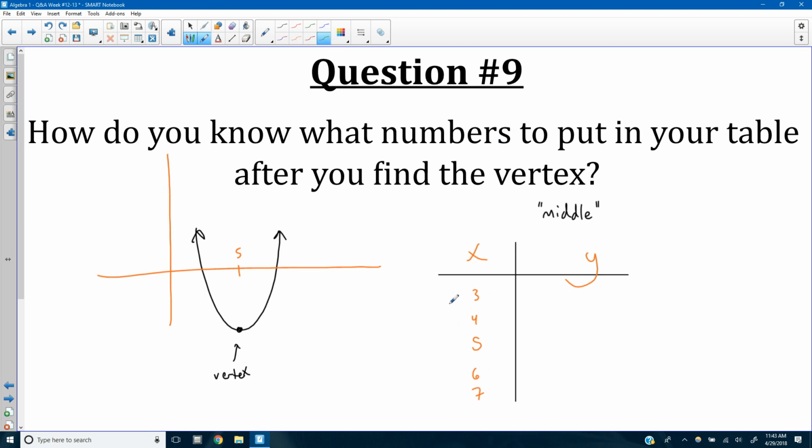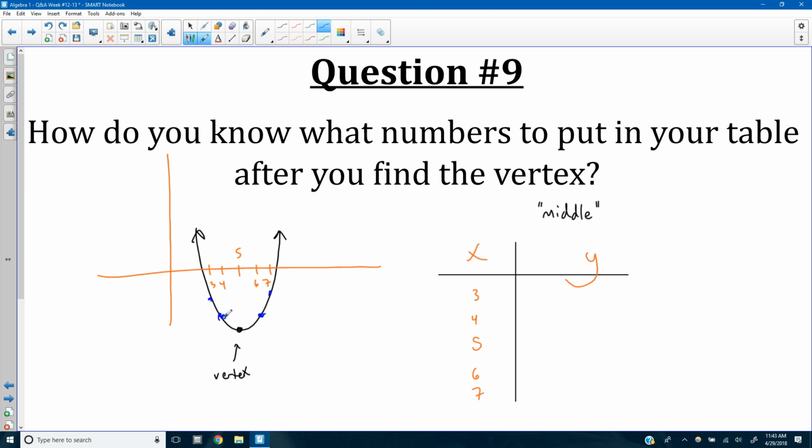Well, these might not be enough, because what if this was 4 and this was 3 and this was 6 and this was 7? So 3, 4, and then 6 and 7. And then your other points are here, here, and here, and here.